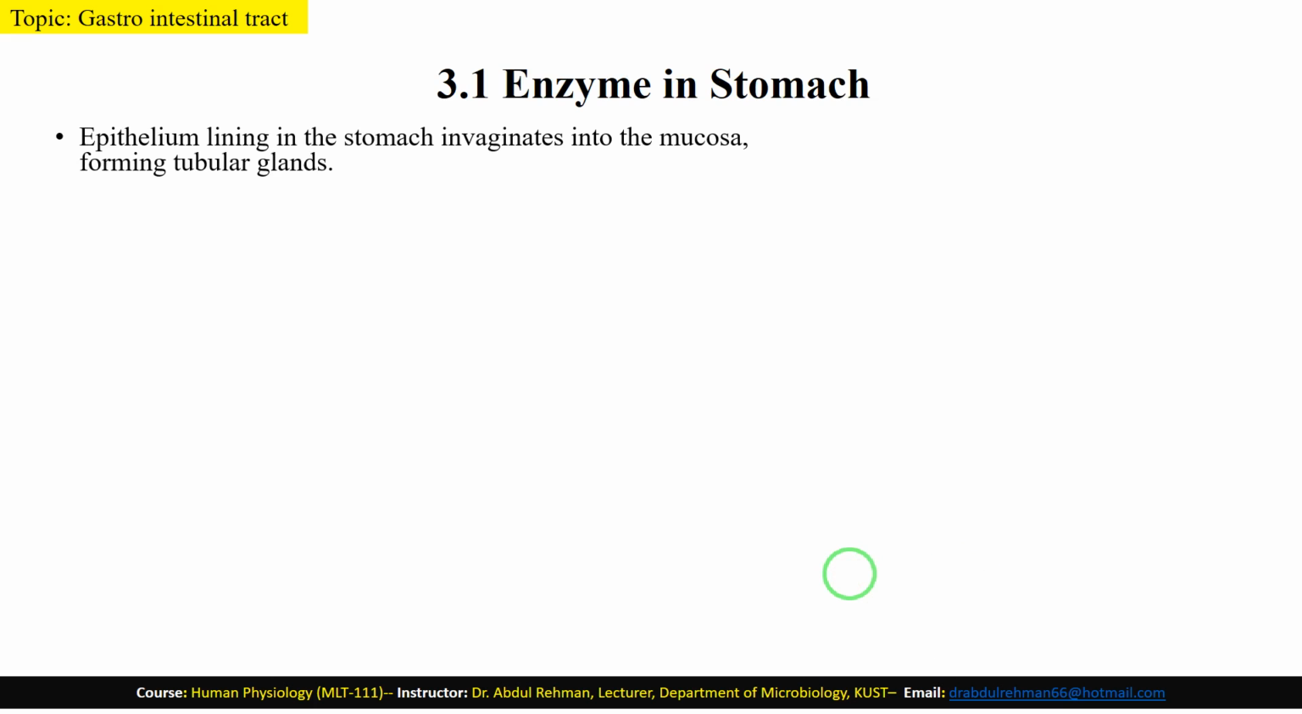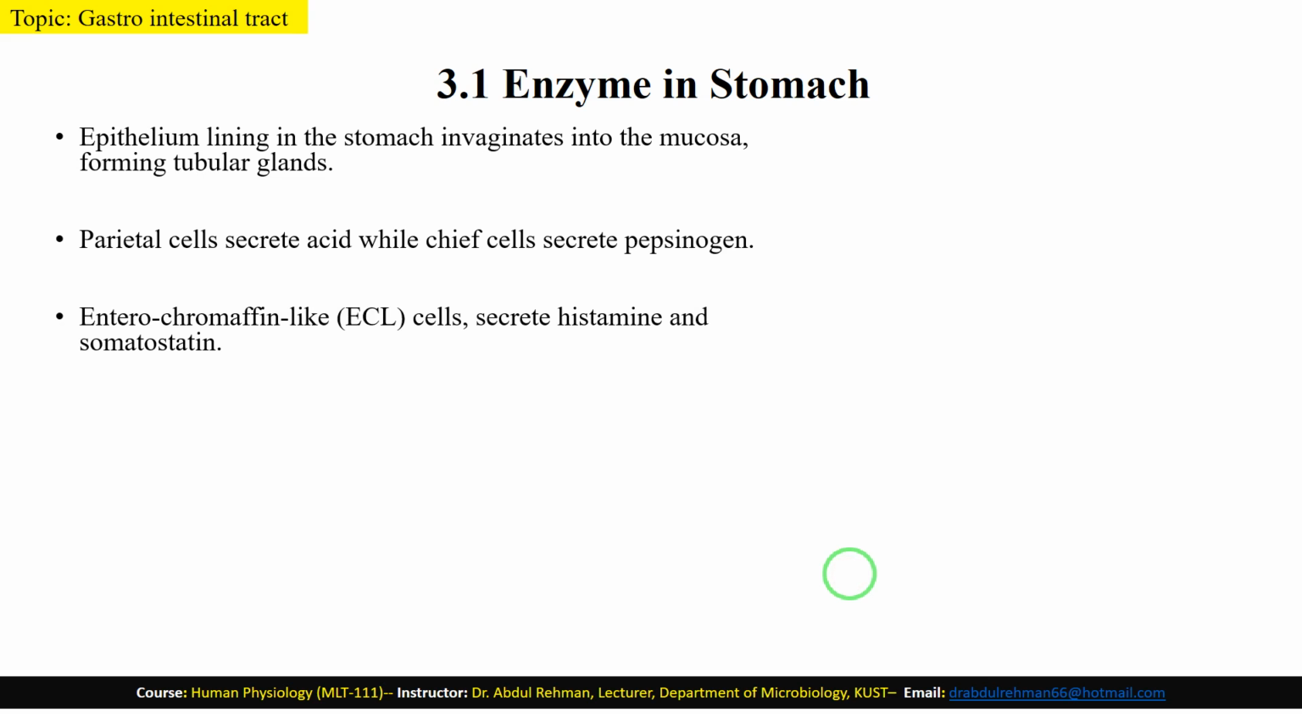Enzymes in the stomach. There are different enzymes present in the stomach. The epithelial lining in the stomach invaginates into the mucosa, forming tubular glands. These tubular glands contain different cells, like parietal cells that secrete acid, while chief cells secrete pepsinogen. In addition to this, enterochromaffin-like cells secrete histamine and somatostatin.